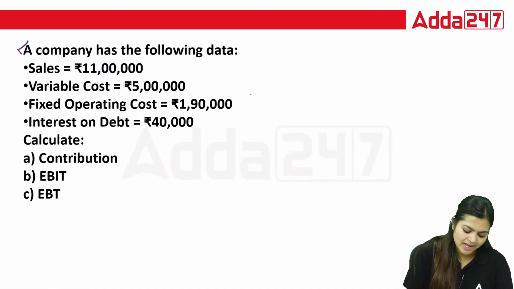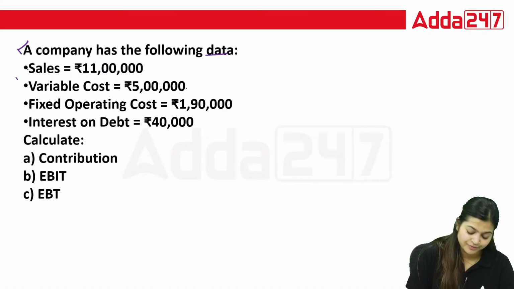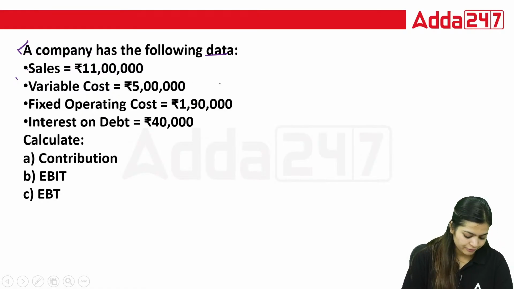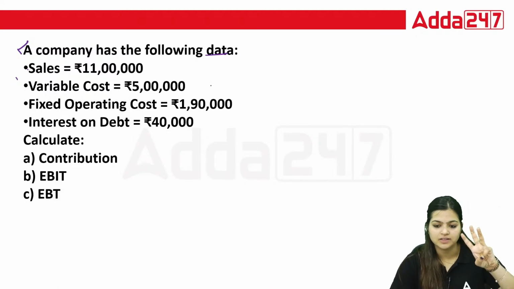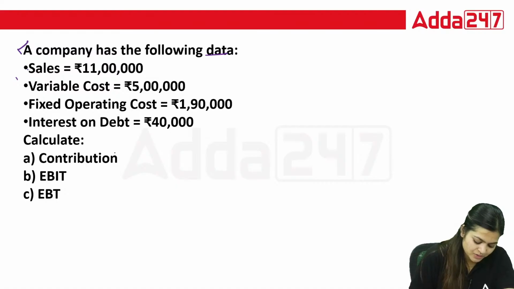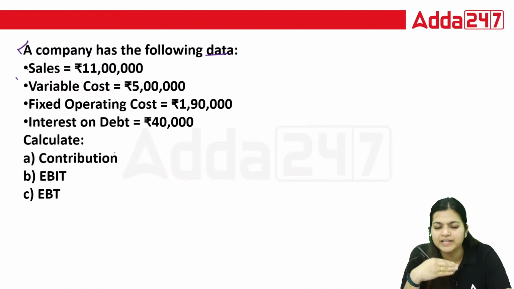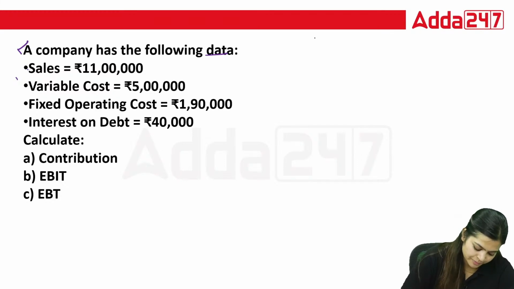So a company has the following data: sales 11 lakhs, variable cost 5 lakhs, fixed operating cost 1 lakh 90,000, interest on debt 40,000. Now in this question you need to calculate three things: number one contribution, second EBIT and third EBT. Now this question is based on your income statement, so let's form that statement.